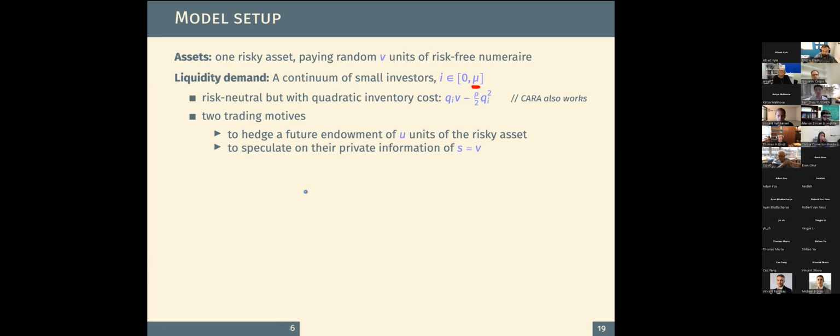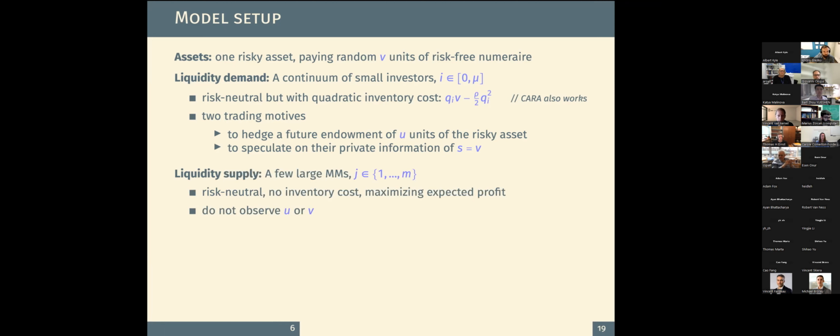And they trade for two reasons. They want to hedge a future endowment of U units of the risky asset. They also speculate on private information, which for simplicity we assume is perfect about the asset value. Okay? So they know exactly what V is.